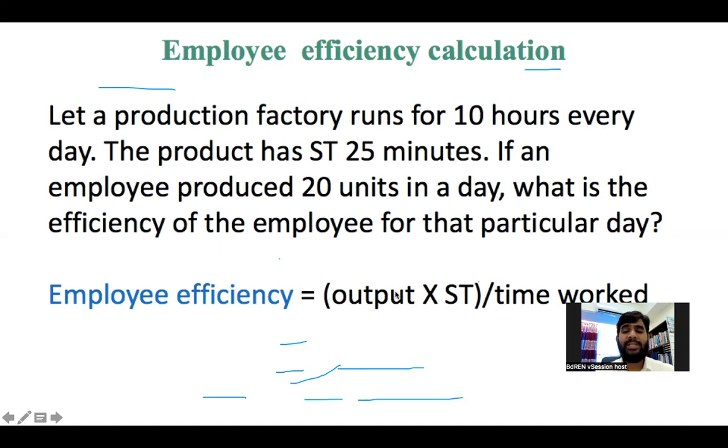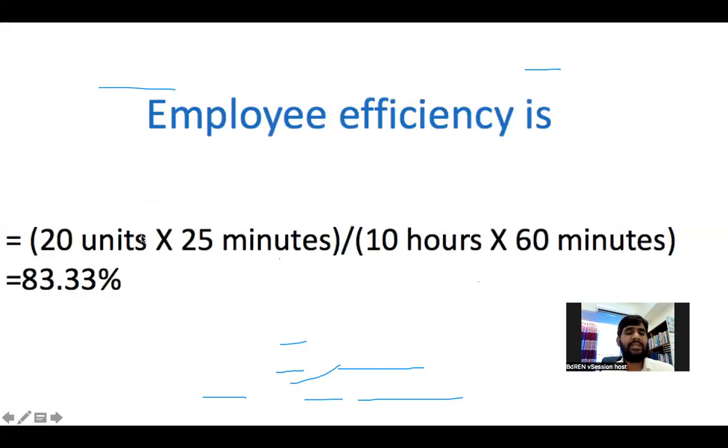Efficiency means output. His output is, he produced 20 units and his standard time is 25 minutes. 20 units multiplied by standard time divided by time worked. He worked for 10 hours. 10 hours is equivalent to 10 into 60 minutes, because it is in minutes. So input, you will convert input into minutes. 10 hours, 10 into 60.